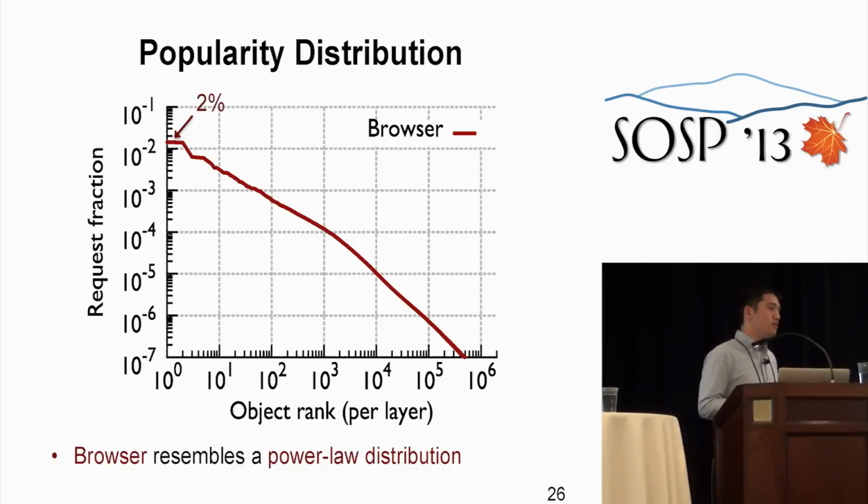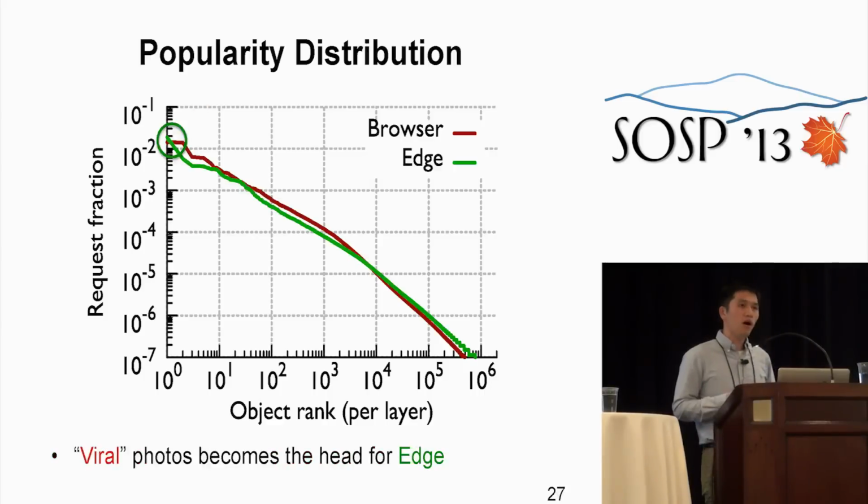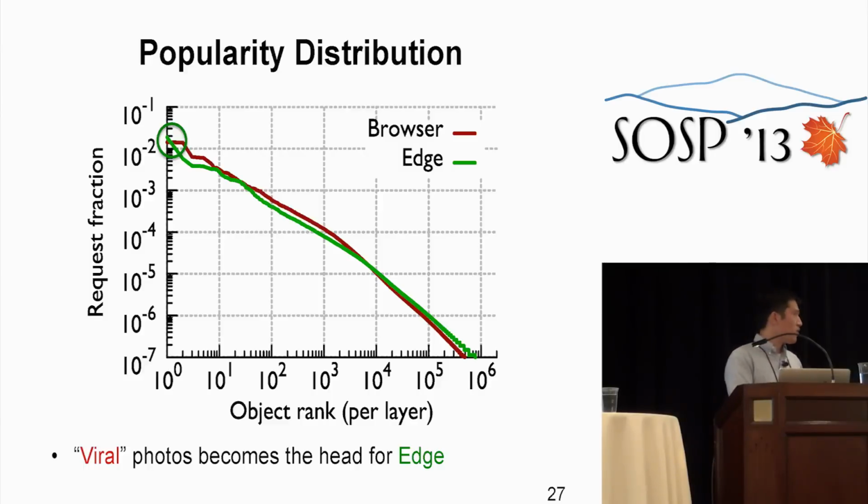But how about a different layer? When you look at edge, after the browser cache, the curve starts to tilt a little bit. It means the difference of popularity between popular and unpopular photos becomes less dramatic. But there is one exception. Look at the head. That one photo becomes even more popular than other photos after browser cache. When we look at the trace, that is the viral photo we have talked about. They have millions of requests, but all from different clients.